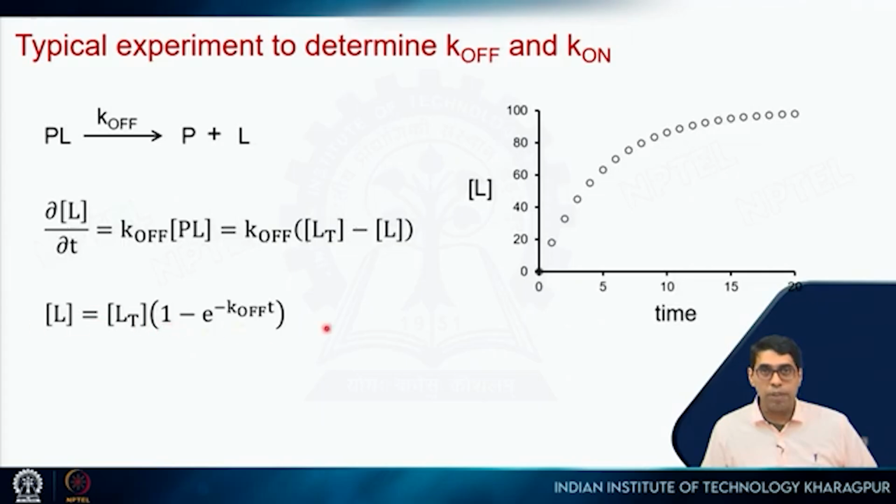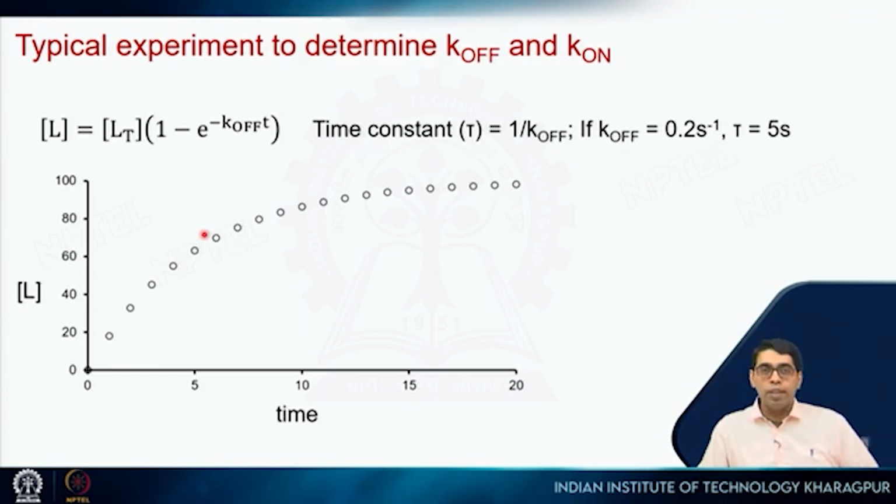If I plot this as a function of time, it will look something like this. So, if this is my experiment, if I can measure the free ligand concentration as a function of time, I will get this, and if I can fit it, I can extract my k off value, right. So I can determine what k off is.